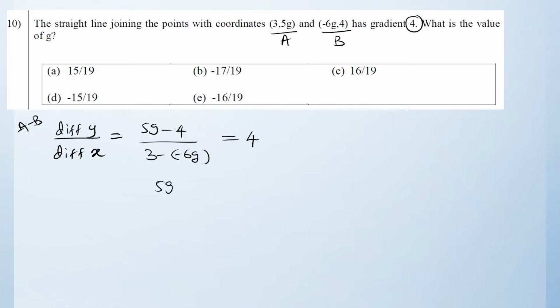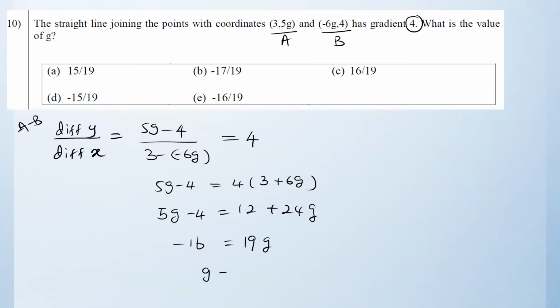Then what we have is 5g minus 4 equals 4 into 3 plus 6g. We can solve this for g. Then 5g minus 4 equals 12 plus 24g. Then we have minus 16 equals 19g. So g is equal to minus 16 over 19. So the answer is E only.